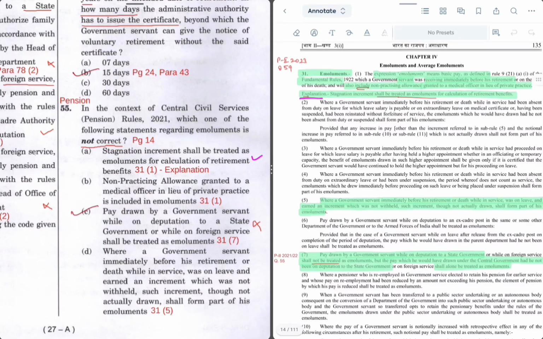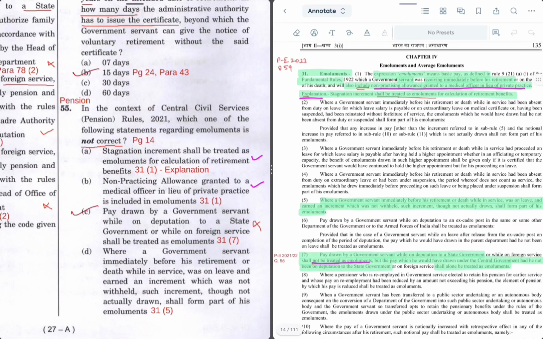So this is right. Non-practicing allowance granted to medical officer in lieu of private practice is included in emoluments. Yes, non-practicing allowance is also part of emoluments. This is also true. Pay drawn by a government servant while under deputation to a state government or while on foreign service shall be treated as emoluments. No, that will not be treated as emoluments. So this is incorrect. This is the right answer.